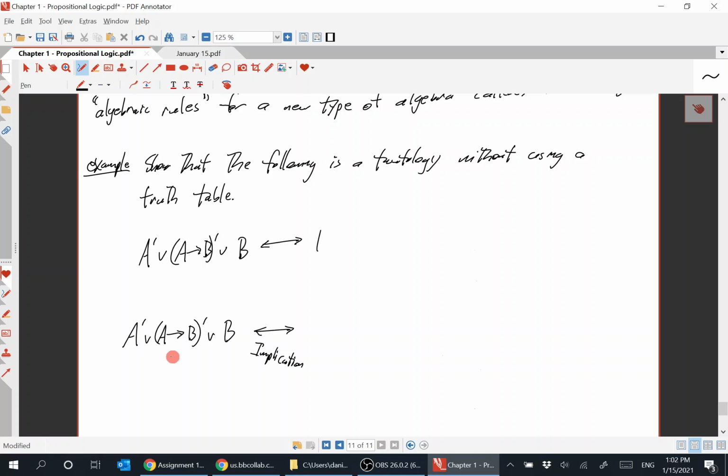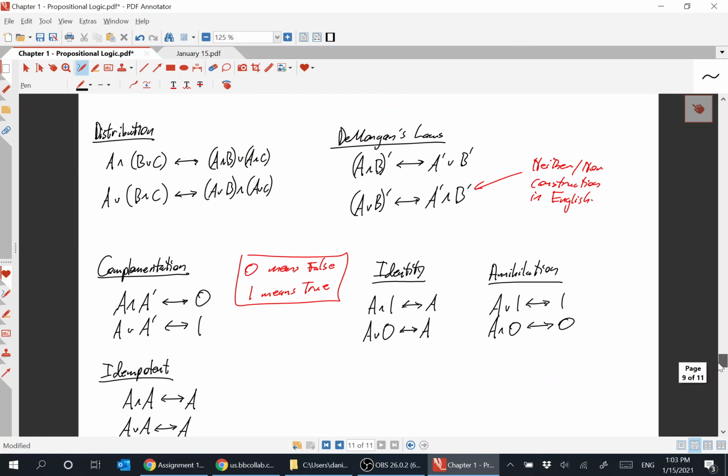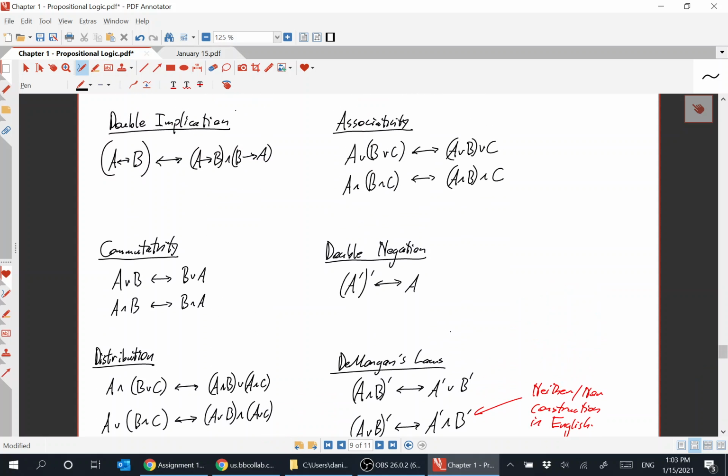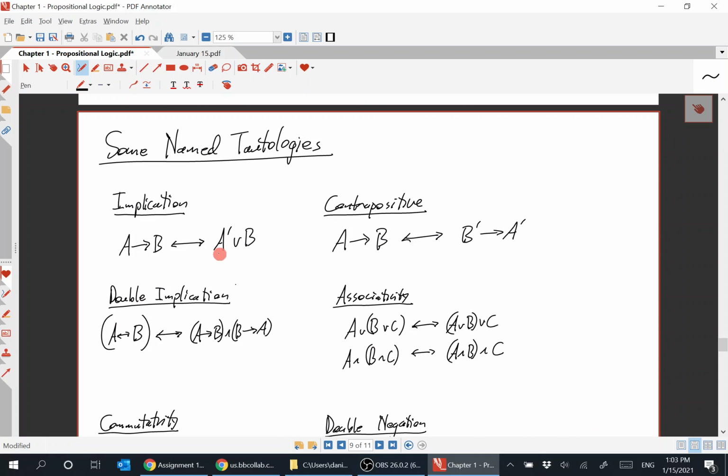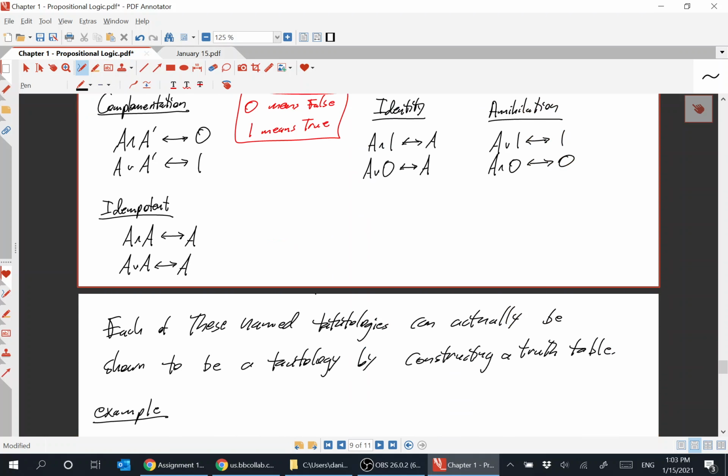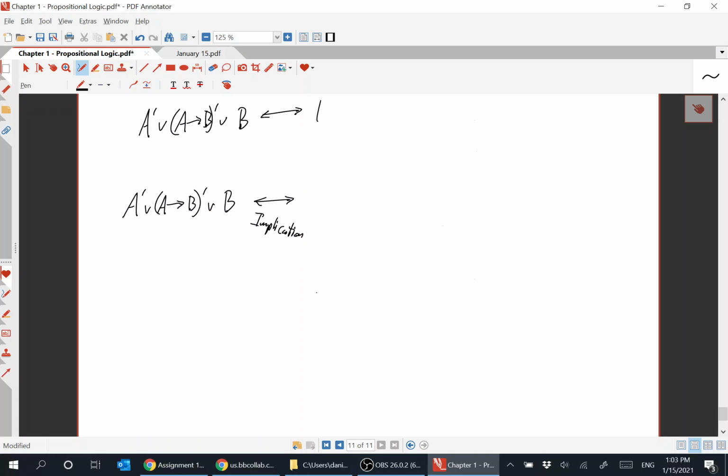Okay, so via the implication tautology, this turns into what? So A implies B becomes what? Do you remember the implication tautology? It changed an implication into a disjunction. A implies B is logically equivalent to A not or B. So in that logical statement downstairs, the A implies B can be turned into A not or B.